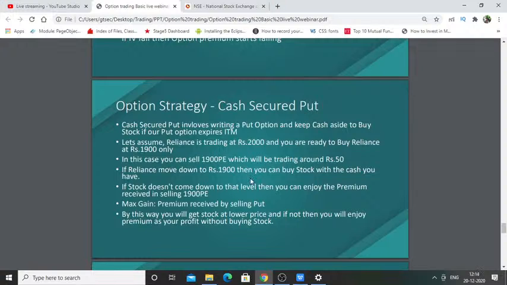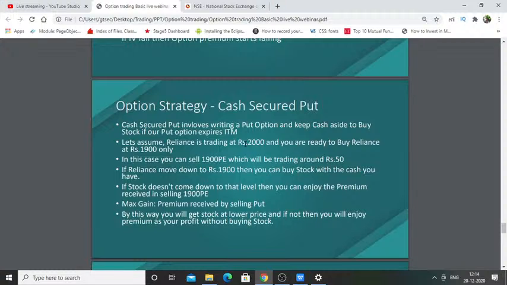So let's assume that Reliance is trading at 2000 rupees, and you are ready to buy Reliance at 1900 only. You think that right now Reliance is trading at a higher price and you are not ready to pay 2000 rupees for each stock. You are ready to buy only if the stock moves below 1900. So in this case you have to sell the 1900 put option. The 1900 put option will be trading around 50 rupees, let's say, just for an example.